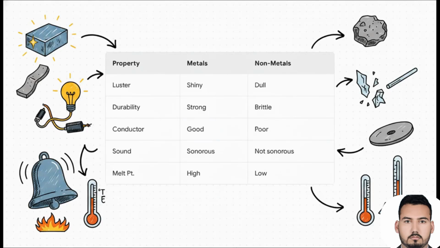Okay, here it is, your definitive study guide table. I highly recommend pausing for just a second and taking a mental snapshot of this. It perfectly summarizes the head-to-head physical differences we've explored today. Just look at the flow. Luster goes from shiny over to dull, durability goes from strong, malleable, and ductile all the way over to brittle, conductivity drops from good down to poor, sound shifts from a sonorous ring to a dull thud, and the melting points go from incredibly high down to very low.